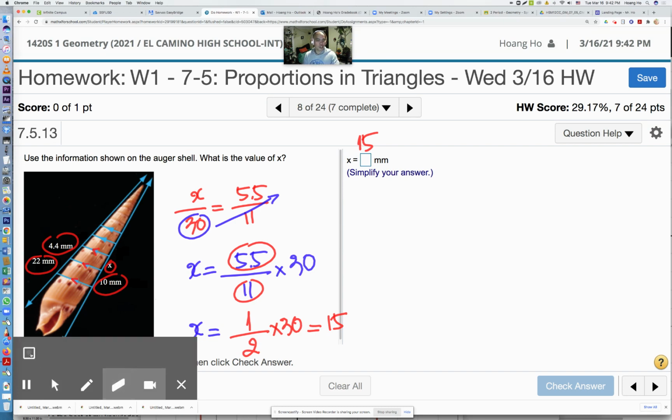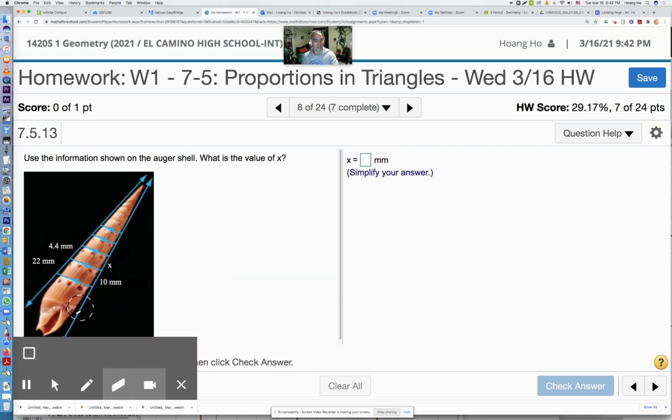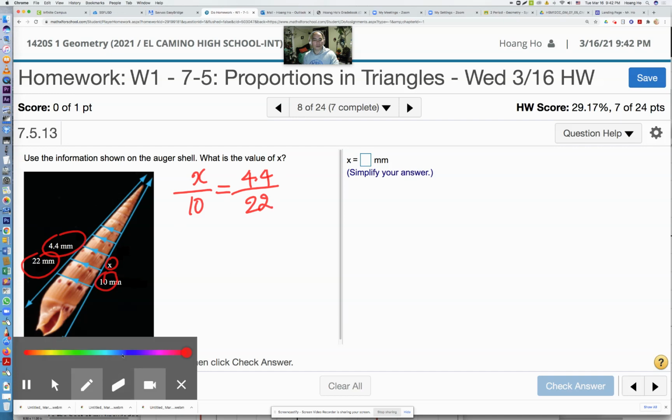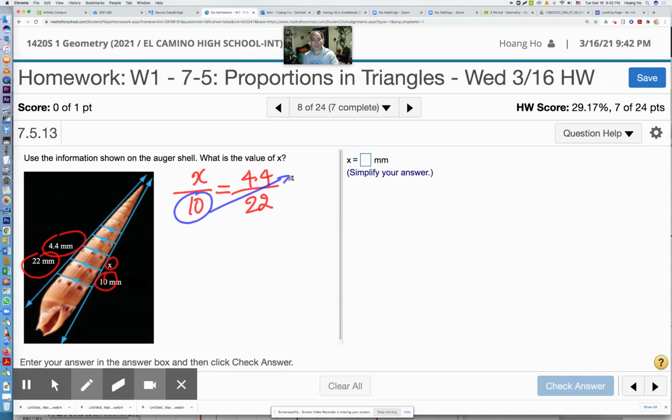Okay, the next one also seashell. Okay, so that's interesting. Somehow things in nature could be proportional. Okay, so now over here, I can set it up the same thing again. x over 10 equal 4.4 over 22. Okay, so cross multiply number 10 to the other side. So I got x equal 4.4 divided by 22 multiplied by 10.